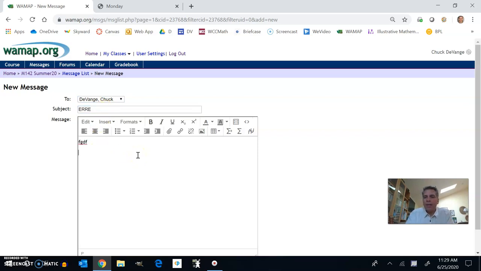And one of the things that I really like about WAMAP is it's really robust for writing math. So here's what I mean. If I look here, add new math, 5, 4x to the third power. You can write really good math questions in it. You can do that in the forums as well.